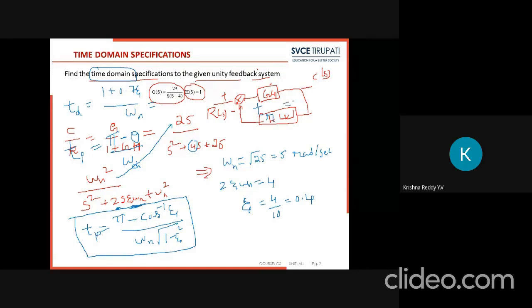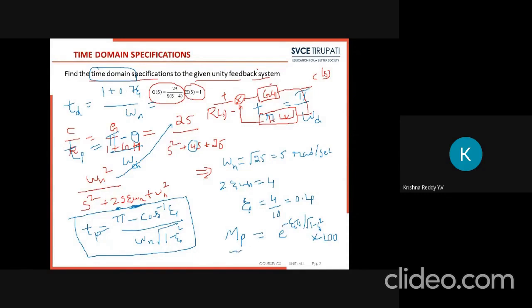In order to reach the first peak, the rise time is pi by omega d. Omega d is nothing but omega n into square root of 1 minus theta square. After that, peak overshoot is e power minus theta pi divided by square root of 1 minus theta square, into 100. This is the formula for calculating the peak overshoot.